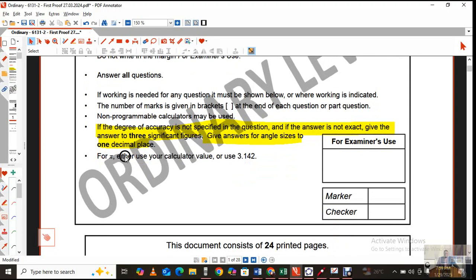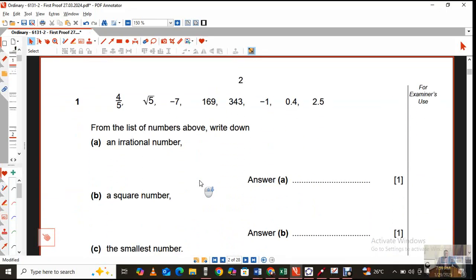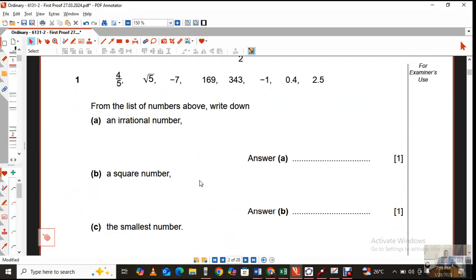So anything that you do to this pi, any operation, you will always have to give your answer to the degree of accuracy specified, because it's an irrational number, the answer doesn't stop. Anyway, let's just get straight down to it without wasting time.